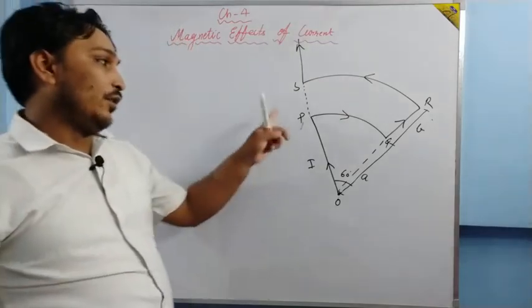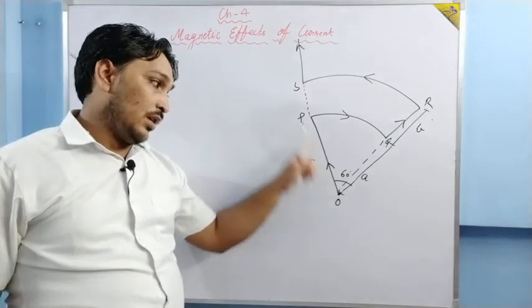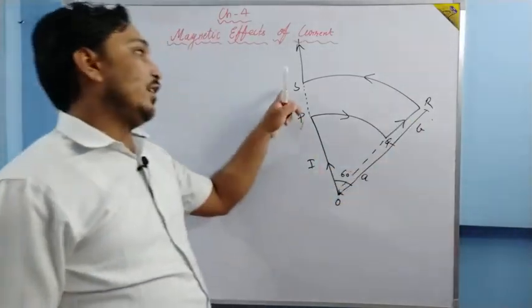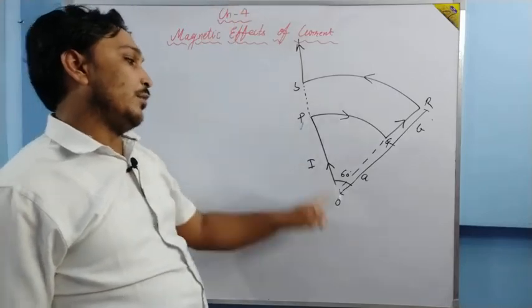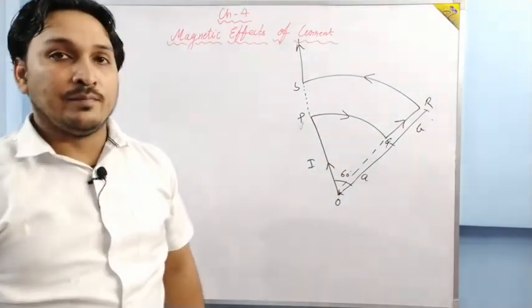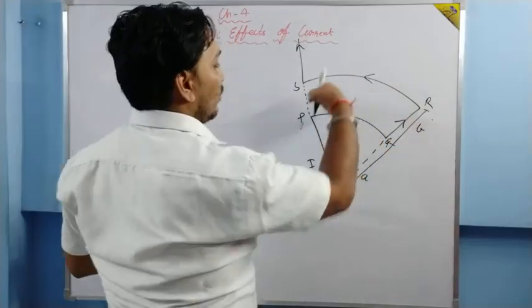The magnetic field due to OP will be 0 because this wire passes through that point only. Magnetic field due to QR will be 0. Magnetic field due to S and extended wire will be 0 because they are in line with the point only. Okay, so what we will get? We will get magnetic field due to this wire and magnetic field due to this wire.